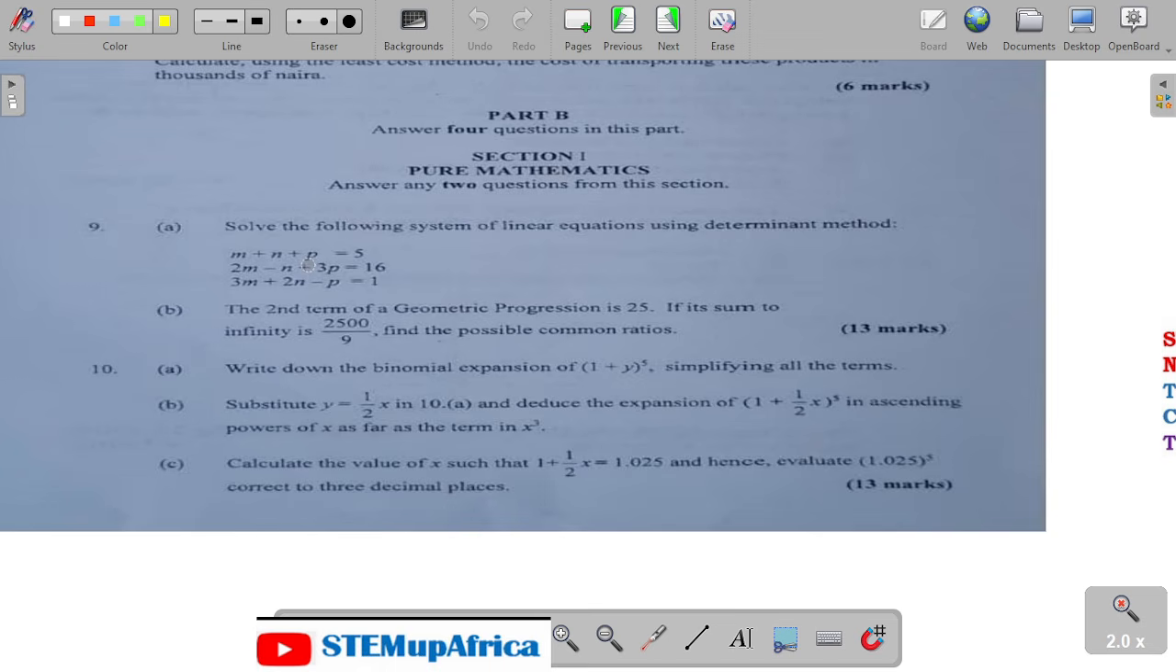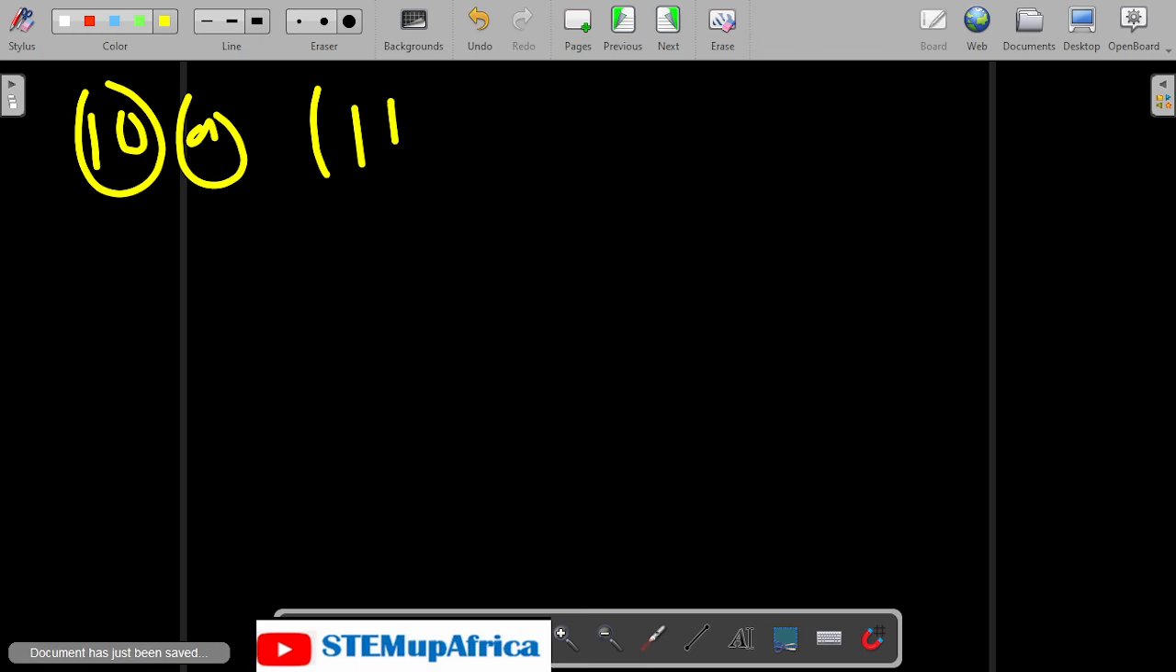So let's go to question 10. Write down the binomial expansion of 1 plus y raised to the power 5, simplifying all the terms. Question 10a. The binomial expansion of 1 plus y raised to the power 5.